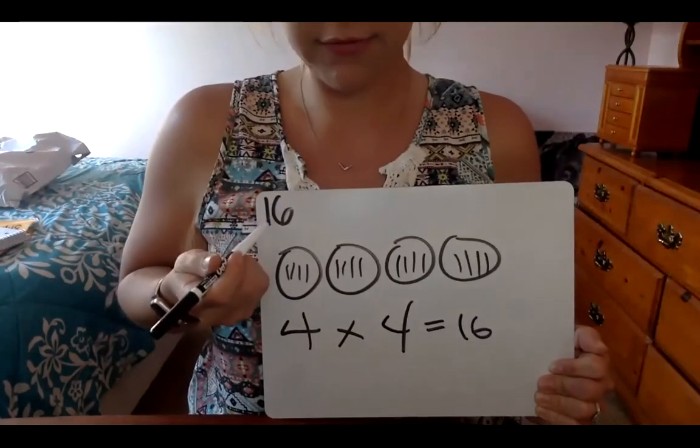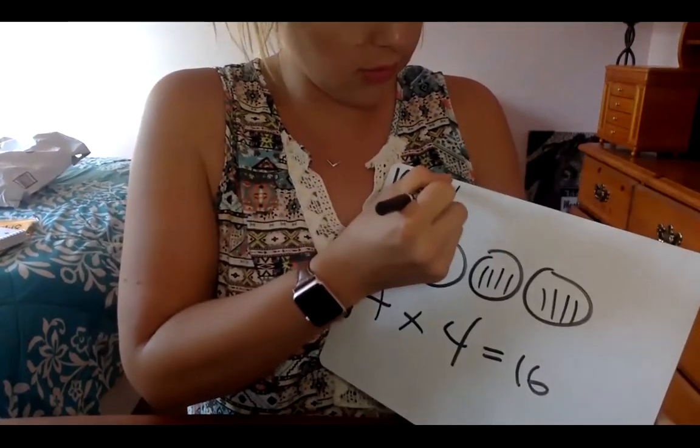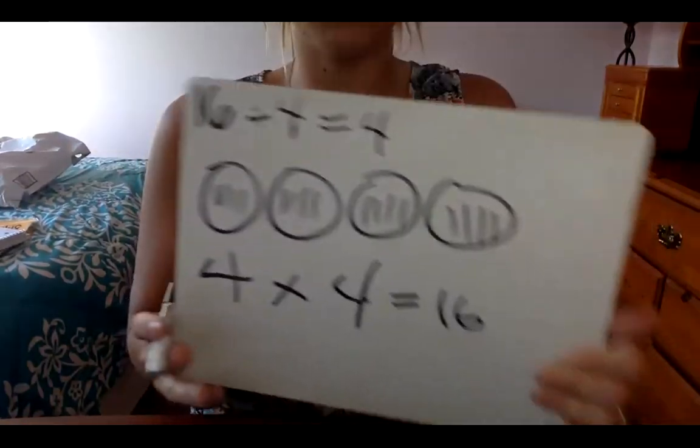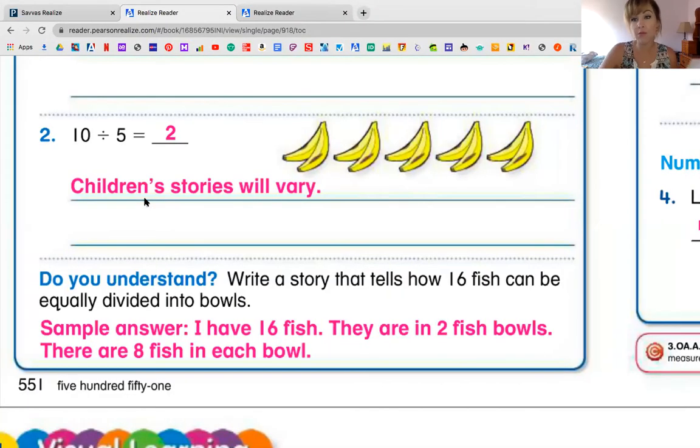I had 16 fish. I divided them into 4 bowls. How many fish are in each bowl? There are 4 fish in each bowl. All I did right there was divide up the fish. That's where the word division comes from. You're dividing. It's division.